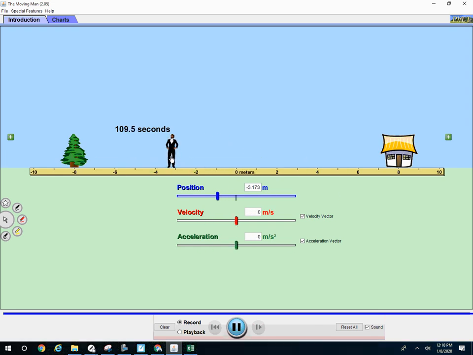So, starting at a velocity of 1, getting to a velocity of 11, I'm going to have some of this green stuff going on. I'm going to have to increase my velocity. I'm going to have to speed up. So I'm going to need some acceleration.